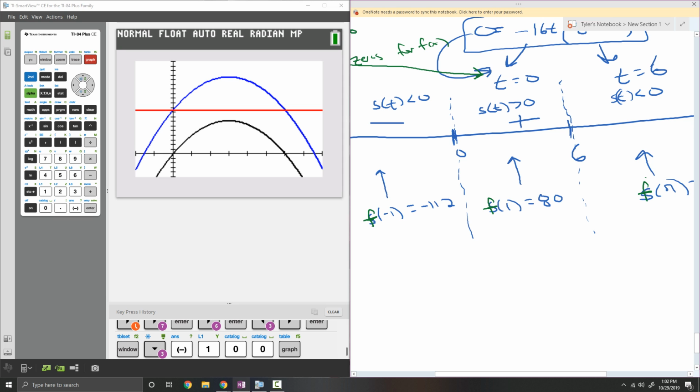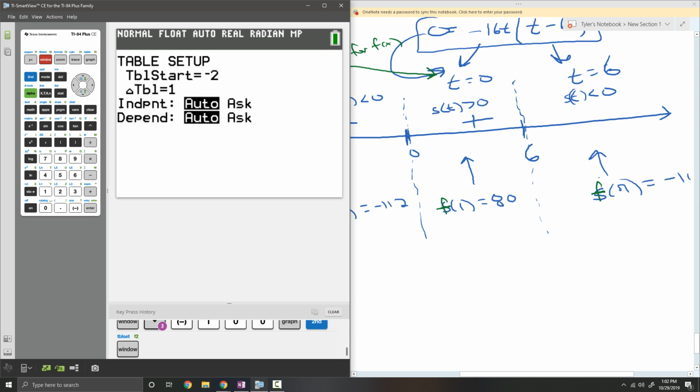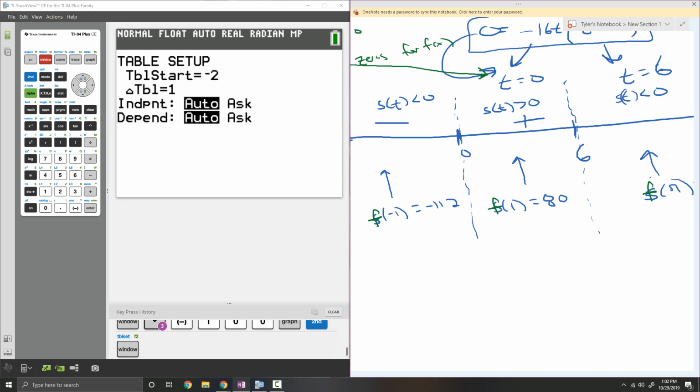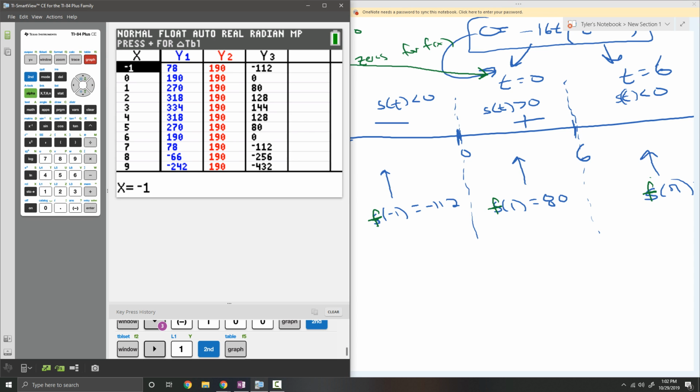And then we needed something beyond the next 0, which we plugged in 7, which would be here, and this y value was negative. And we could look at a table. So let's say we want the table to go from -1 to 1, and going up by 1 each time, then we can get those values. If I plug -1 into my f function, we get -112. If I plug 1 in, we get 80. If we plug 7 in, we got the -112, which is consistent with the values I had here.